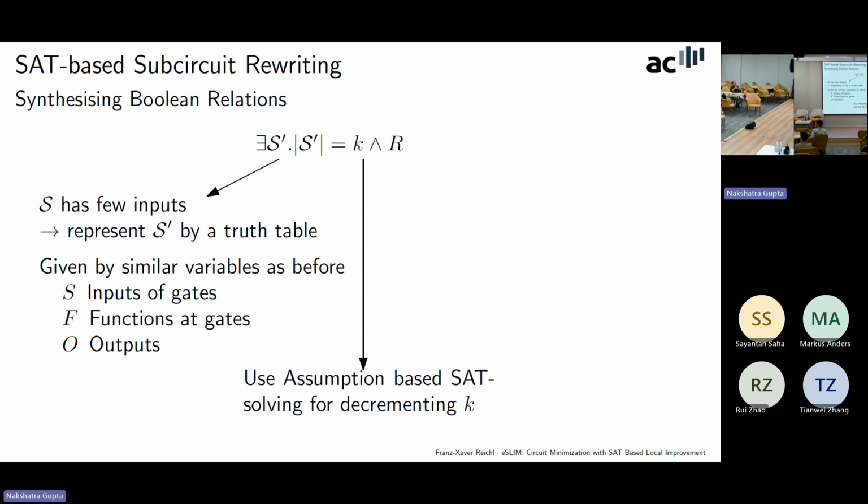But for this, it's not really a problem because this encoding is just concerned with the subcircuit, and it only depends on the number of inputs of the subcircuit.